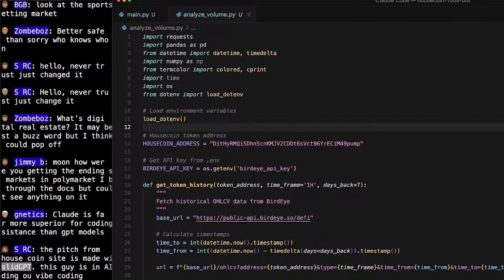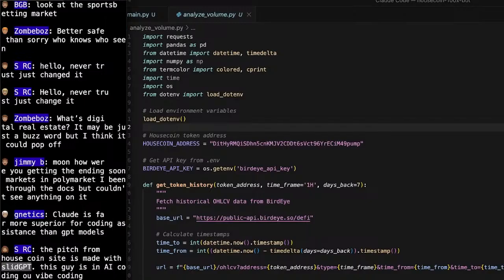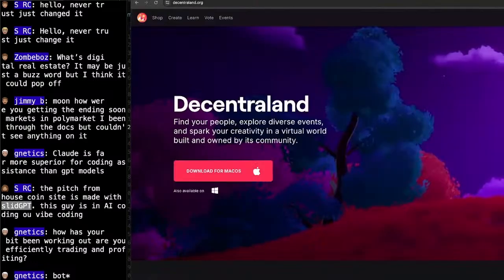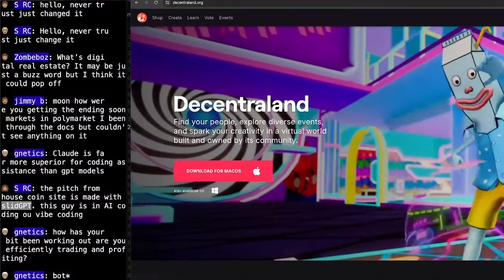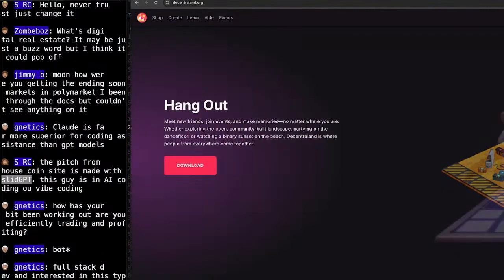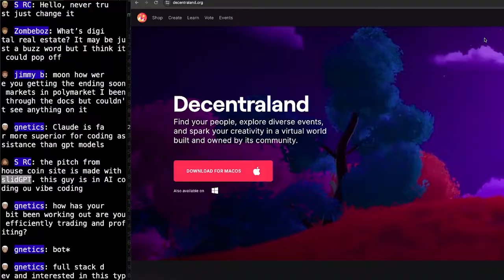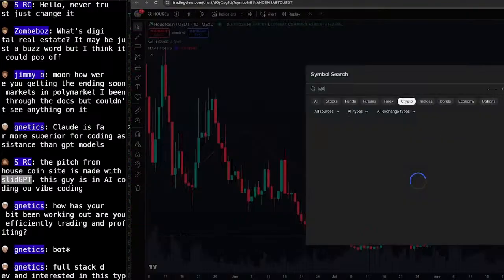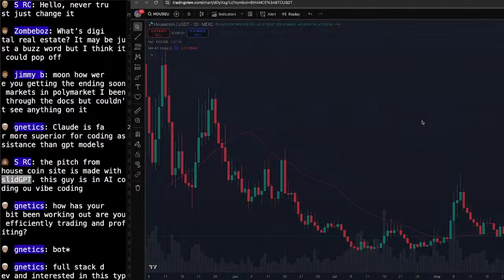Full stack dev and interested in this type of project. Nice, dude. Yeah, I think it's quite obvious, and to me, again, it's quite obvious. I'm always in digital real estate, so Decentraland, like right when it launched, this Decentraland chart was absolutely disgusting. Let's go ahead and see it, and get into it.